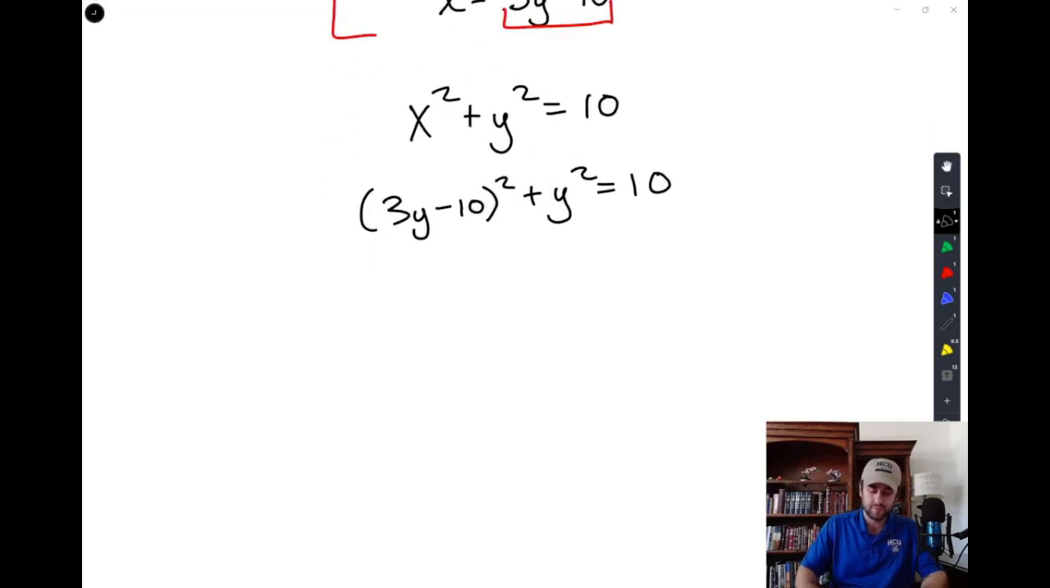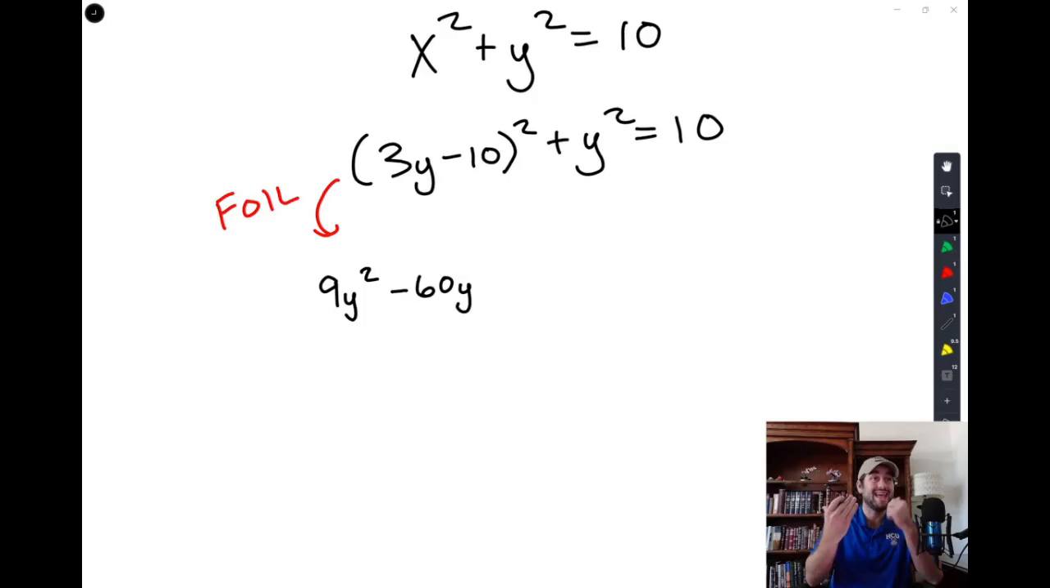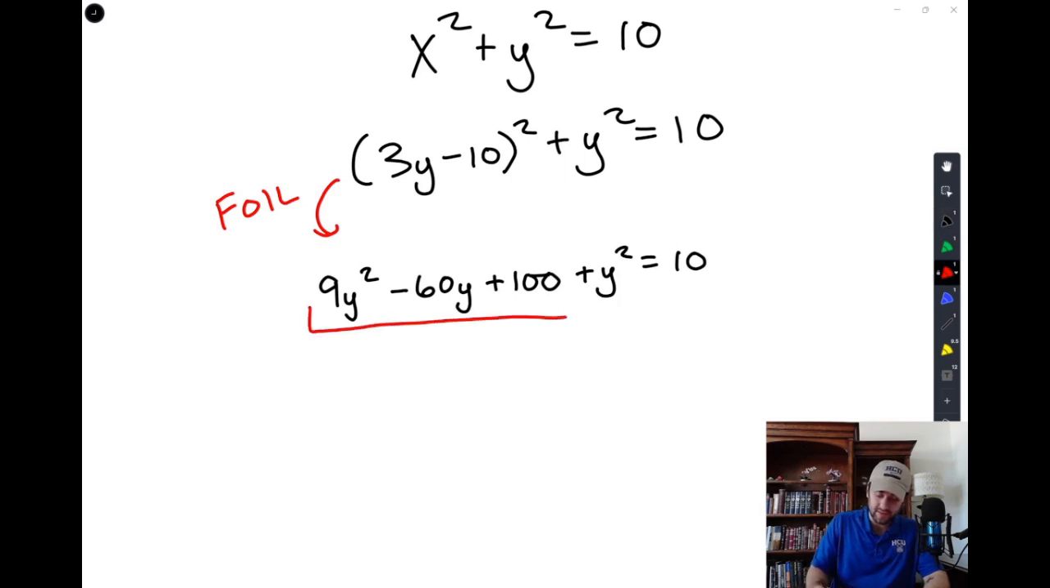And so here we go. First thing we need to do is FOIL. Be careful with foiling. You cannot just distribute that squared. This is a lesson we've had in almost every single section so far. So 3y times 3y is 9y squared. Negative 10 times 3y is negative 30y. And you'll have two of them, so that's negative 60y for the outside and the inside term of the FOIL. Plus 100 plus y squared equals 10. That was a FOIL that resulted in these three terms.